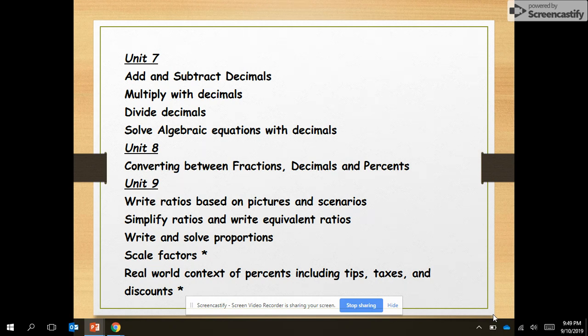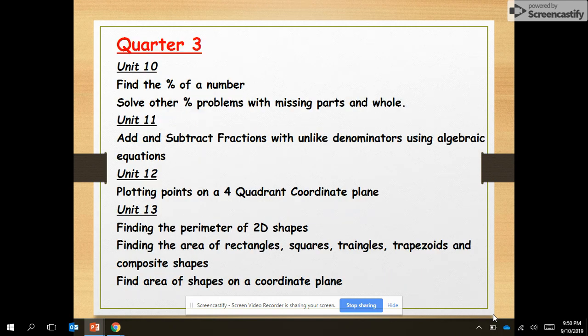Moving on to Unit 9, we write ratios based on pictures and scenarios. We simplify ratios and write equivalent ratios, and we write and solve proportions. And then we move into scale factors, and then we end Unit 9 with tips, taxes, and discounts, and we see how that can relate to real-world topics.